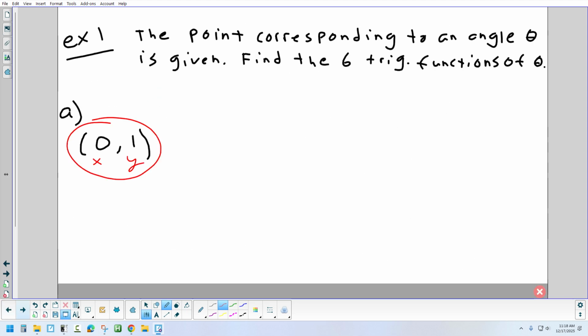All right, so let's start with our sine. They didn't tell me the angle was 90. We know it's 90, but I'm not going to write in 90. I'm going to leave it as theta because they gave it to me as theta. What's the definition of sine? Yeah, sine of theta equals y. So what would the sine of the angle represented by this coordinate be? 1.